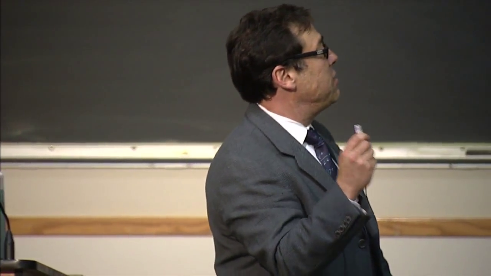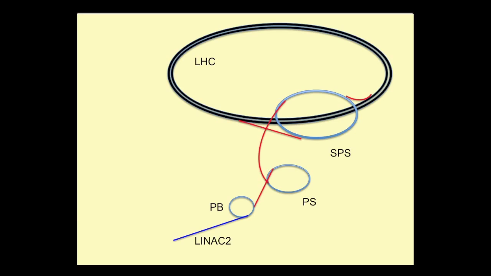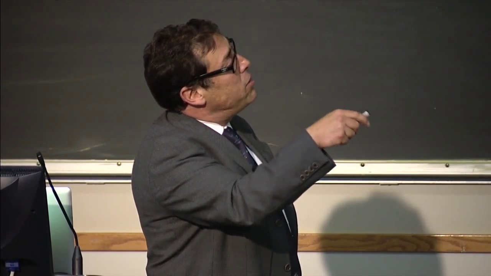So what they do is they stick them in circular accelerators so that the protons can go in over and over and get kicked over and over. So we start with that linear accelerator, the proton booster, the proton synchrotron, the super proton synchrotron, which then sends the protons into two different rings, one going this way and one going this way, called the Large Hadron Collider. And now the protons can go round and round, and every time they go round, they're getting multiple kicks.